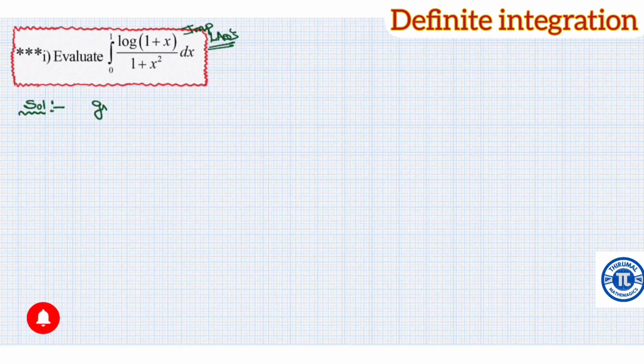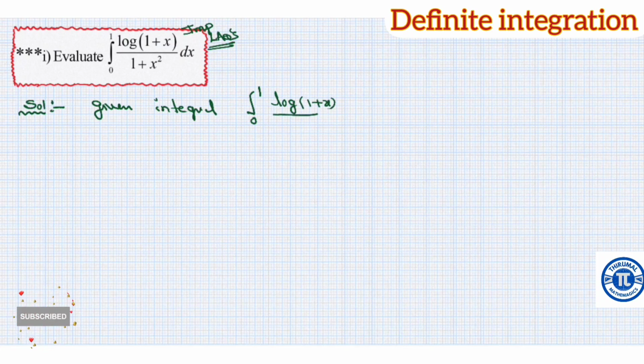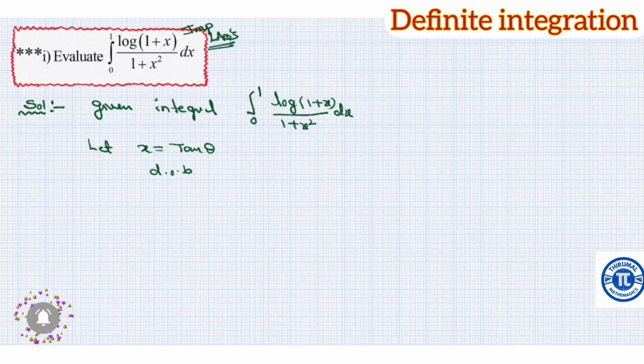Solution. Here given integration 0 to 1 of log of (1 plus x) by (1 plus x square) dx. Okay, first let x equal tan theta. Now differentiating on both sides, the derivative of x is dx, and the derivative of tan theta is secant square theta d theta.